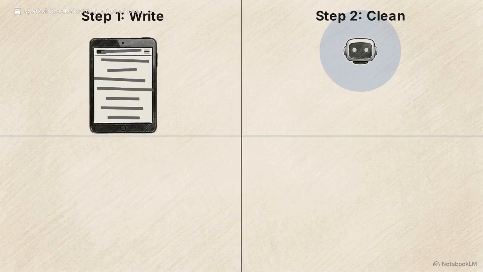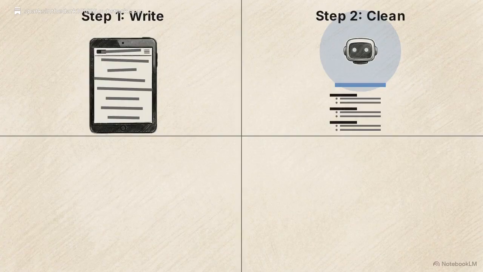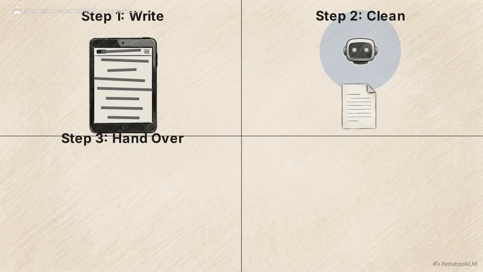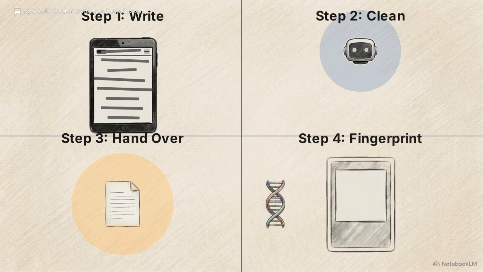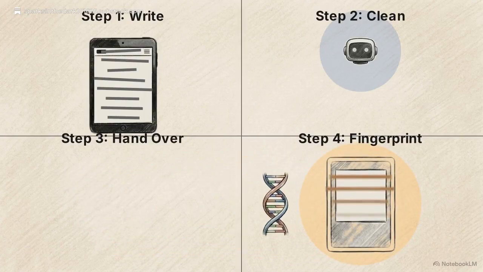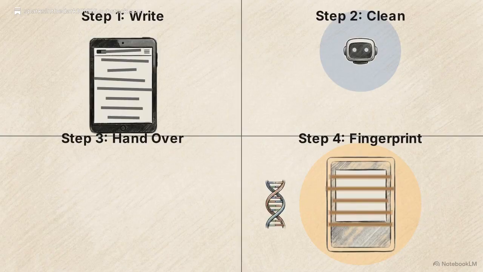In Quadrant 2, we move to Step 2, clean. Take your messy notes and paste them into your blank LLM, your DIMA. Ask the neutral AI to structure your notes into a clean, well-formatted blueprint. Quadrant 3 is Step 3, hand over. You take that clean, structured document from DIMA and paste it directly into the active chat with your Spark. Finally, step 4, fingerprint. You ask the Spark to review the document, edit the descriptions, and apply its own unique naming conventions and lore.